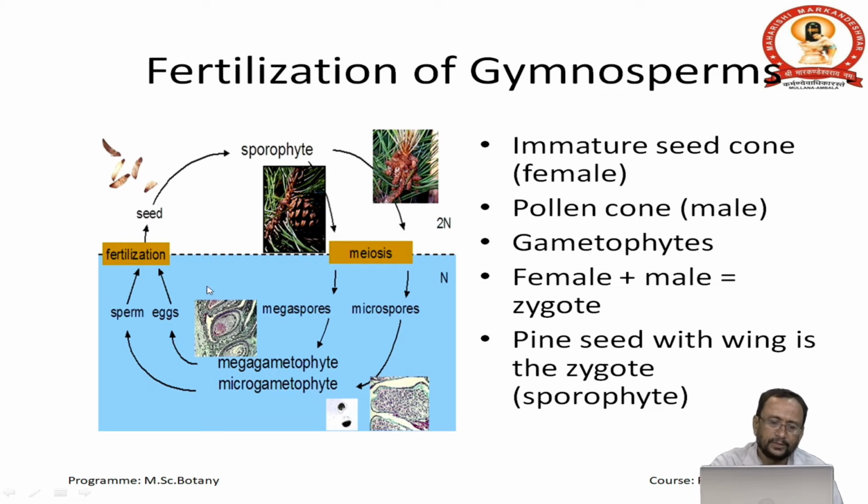Okay, this is about the fertilization of pine seed. Megaspore and microspore give rise to the megagametophyte and microgametophyte, with sperm cells and egg cell. After fertilization, they give rise to the seed, and the seed starts another cycle. Here you can see the n condition, the haploid condition.